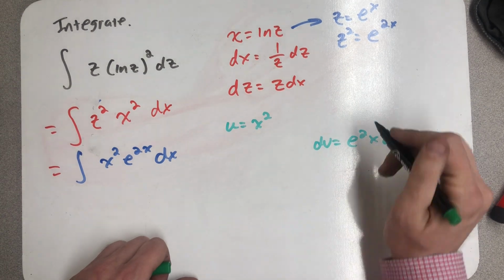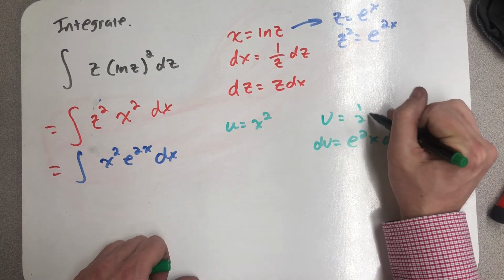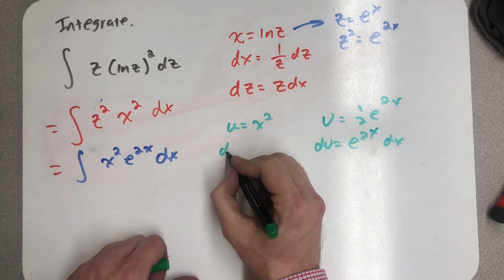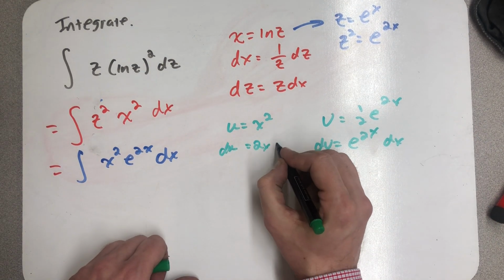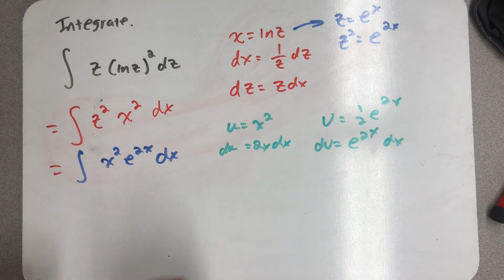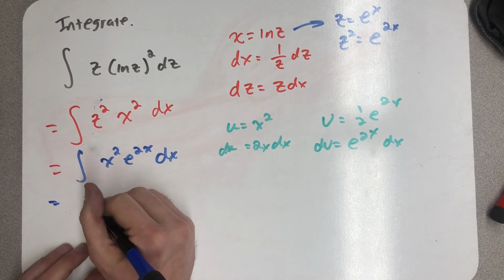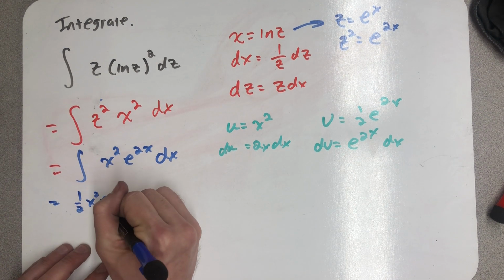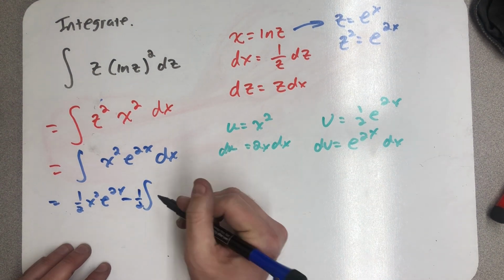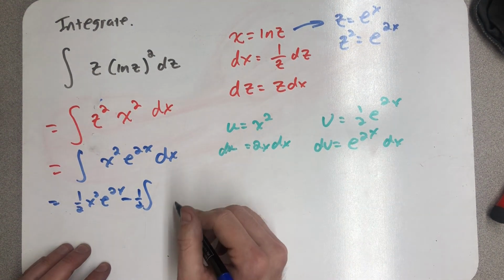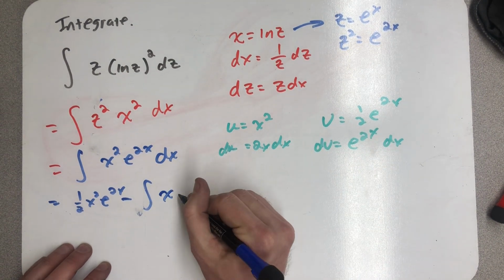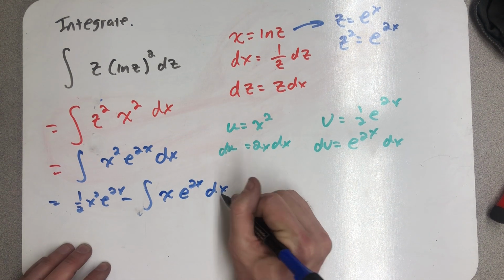So I've picked a u and a dv, integrate, and differentiate. Let's apply the integration by parts formula and see what happens. U times v, I have 1/2 x squared e to the 2x minus the integral of v du. Oh, I don't need to write that 1/2 out front because I have a 1/2 times a 2 here, so I just end up with an x times e to the 2x dx.